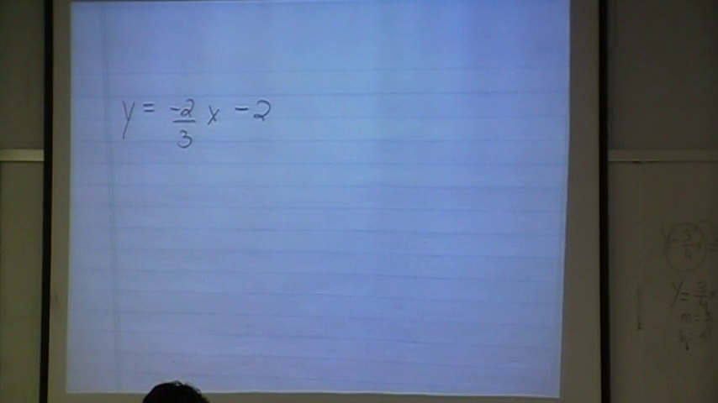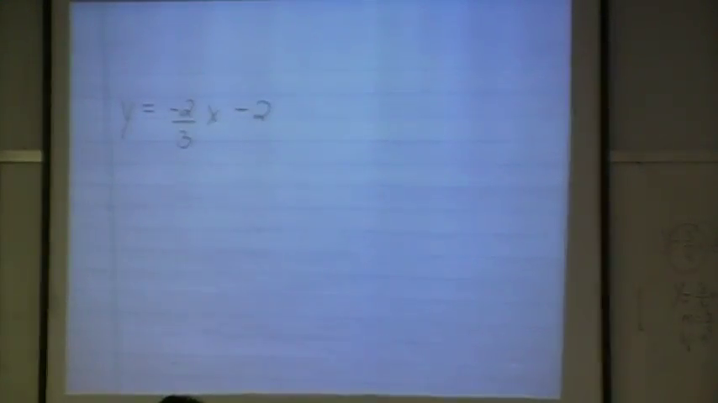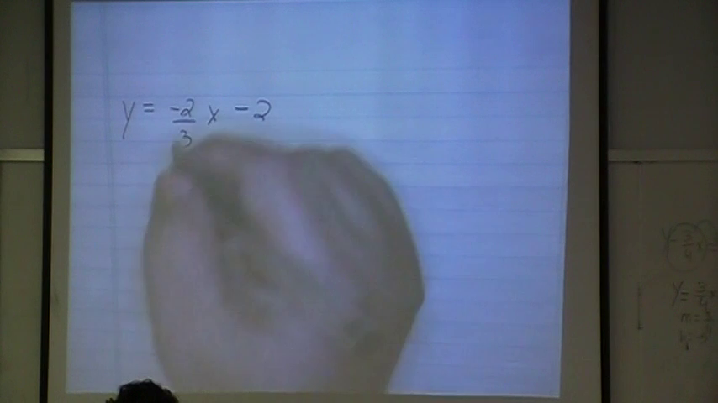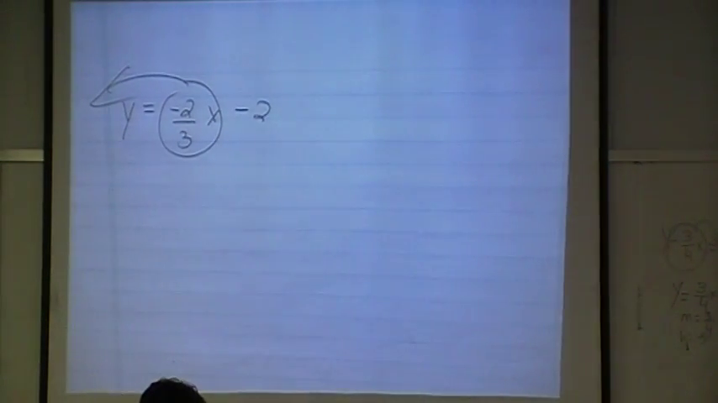Y equals negative 2/3 x minus 2. Slope-intercept form, and it asks you for the x-intercept. You've got to move it to standard form. What are you going to move? Kirsten, what am I going to move? Negative 2/3 x. I'm going to move it over there and put it in front. What happens when you move something across? Change sign.